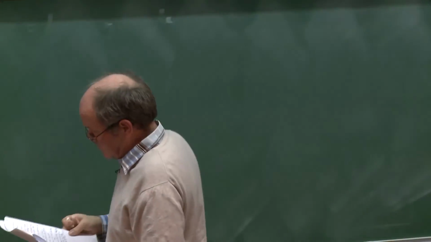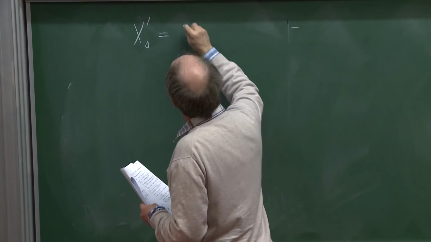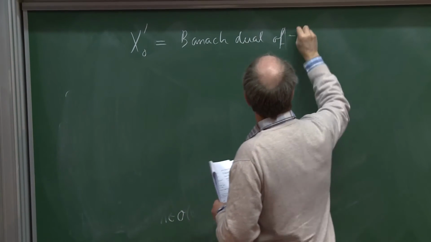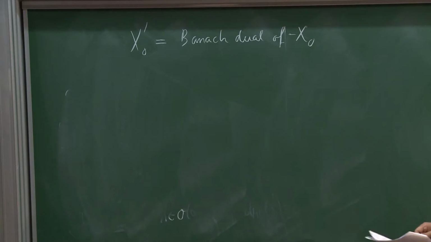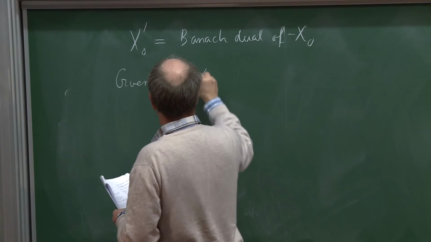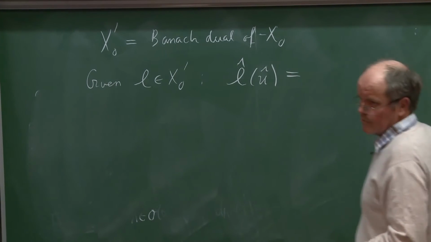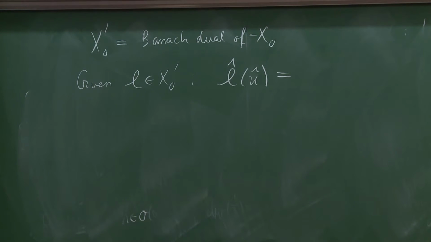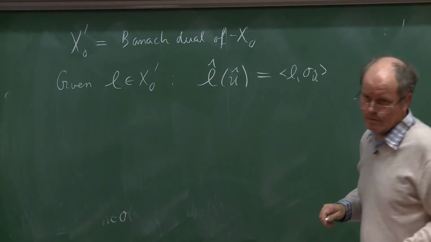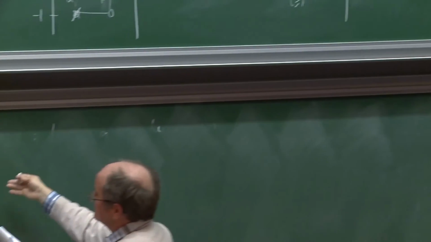And why is that good? Well, it's because it has a nice dual. So X0 prime would be the Banach dual. And then given any L in X0 prime, I will define a function now on the space of point germs to be L acting on sigma u hat. So you take any sigma u hat of this type, you act with L on it, and then you get a number.